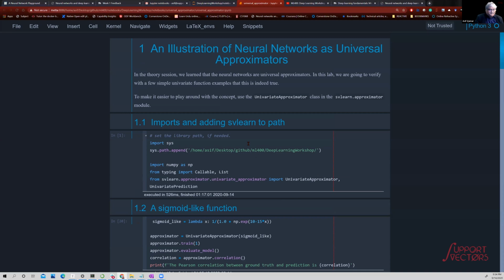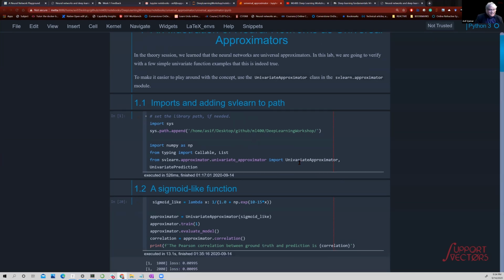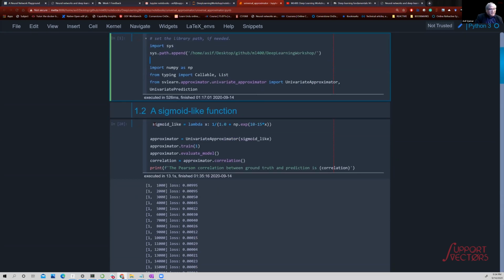Are you guys looking at my notebook now? Yes. Is the font big enough? Yes. So for you to play, I've created a simple class for you, the universal approximator. Your job is to think of some kind of a function. This lambda expression, let me explain, is Python syntax. It basically says that X gets mapped to this. This is as close to math as you can be in code. X goes in, out comes this thing, and you can put whatever you want.